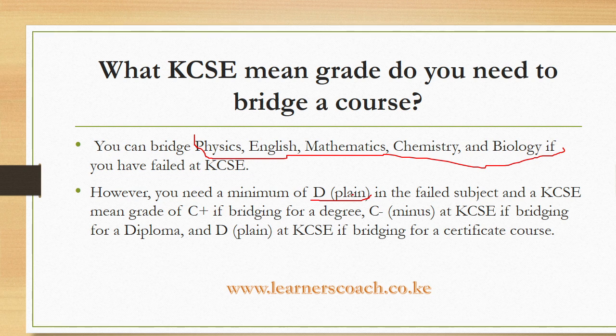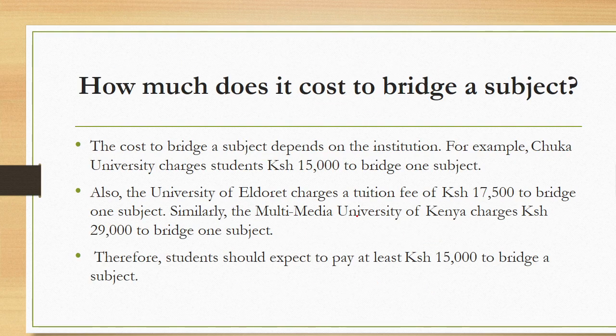And this is if you want to do a certificate. You need to have a minimum grade at KCSE if you're bridging for a certificate course. You need to have a C minus if you're bridging for a diploma, and you need to have a C plus grade if you're bridging for a degree course. So those are some of the essential things that you need to understand when you want to proceed to do your bridging.